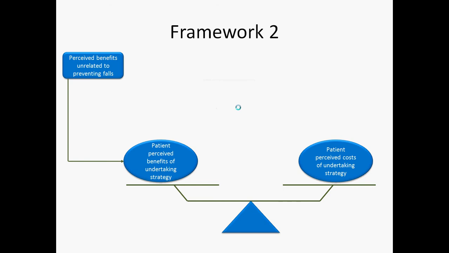A final factor that influences the perceived benefits of undertaking a strategy might be perceived benefits unrelated to preventing falls. To me, the best example for this comes in the community setting for falls prevention, where you can encourage people to do an exercise program to prevent falls, but similarly you could encourage them to do the exercise program to improve their strength, balance, independence, mobility, and how good they feel about themselves. And that might be an even greater catch than anything to do with preventing falls themselves for that individual.